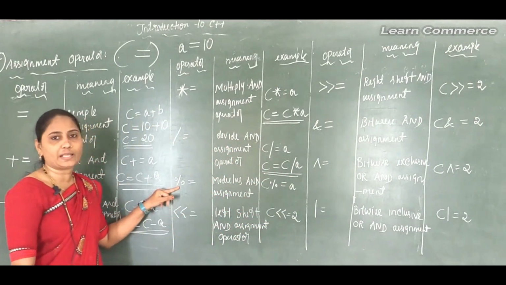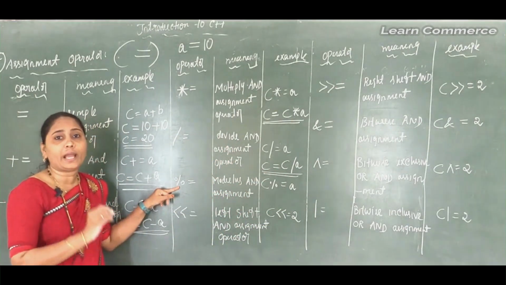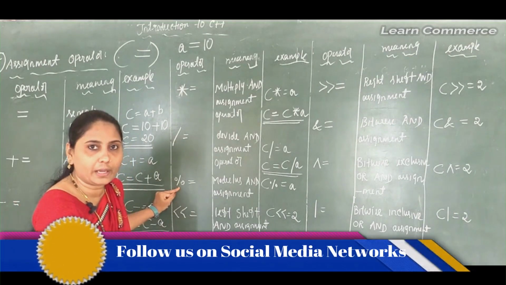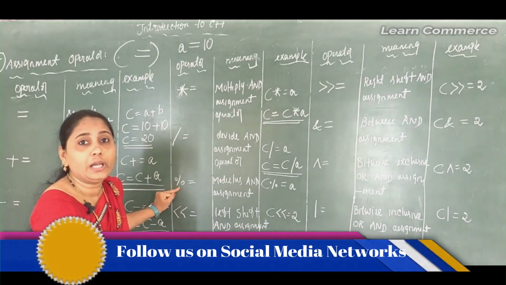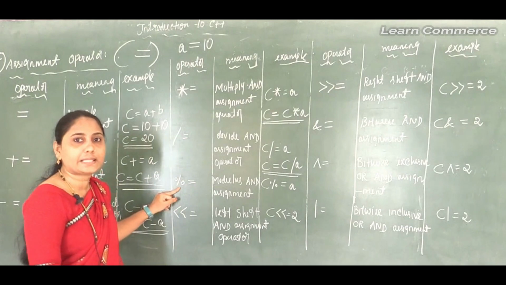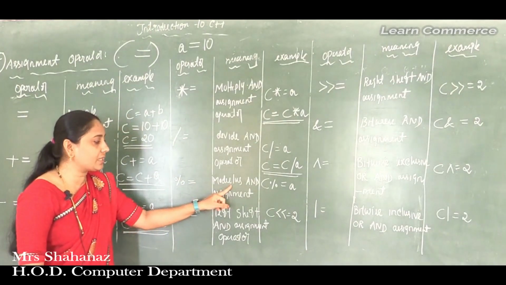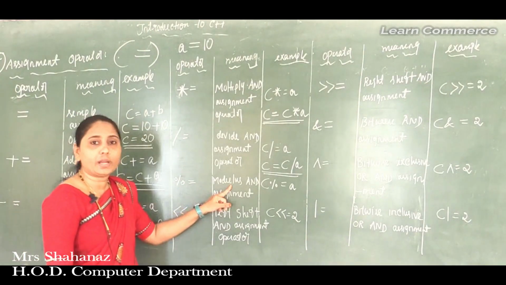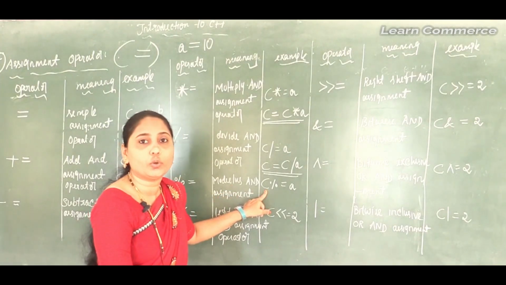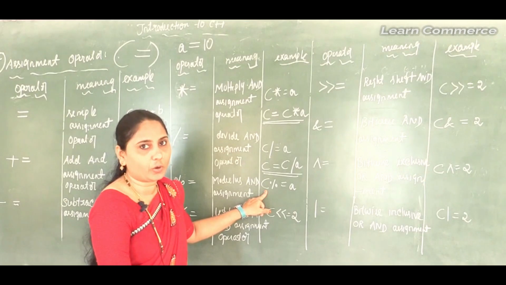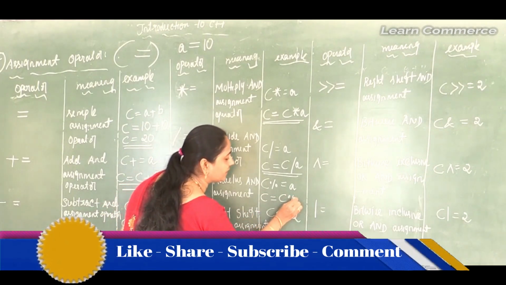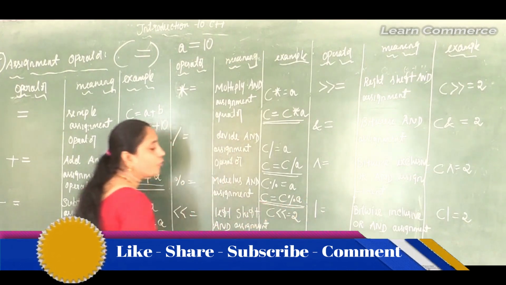And the next one, as we know, is the percentage symbol, which in our C++ programming language is called the modulus. The modulus and assignment operator. So one example is C modulus equal to A, which we write as C is equal to C modulus A. So this is the full form.